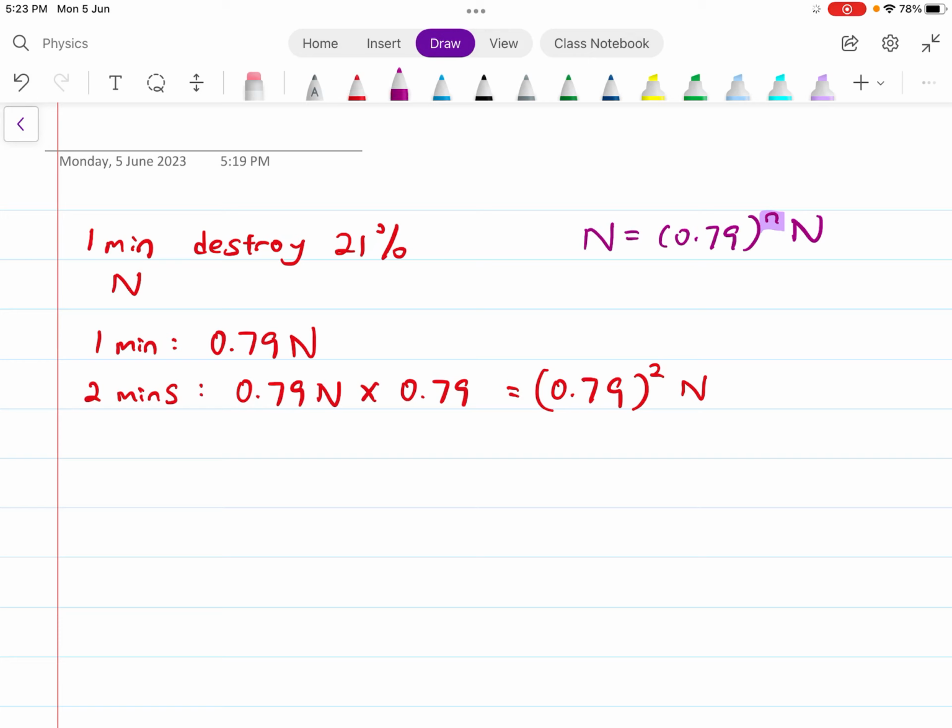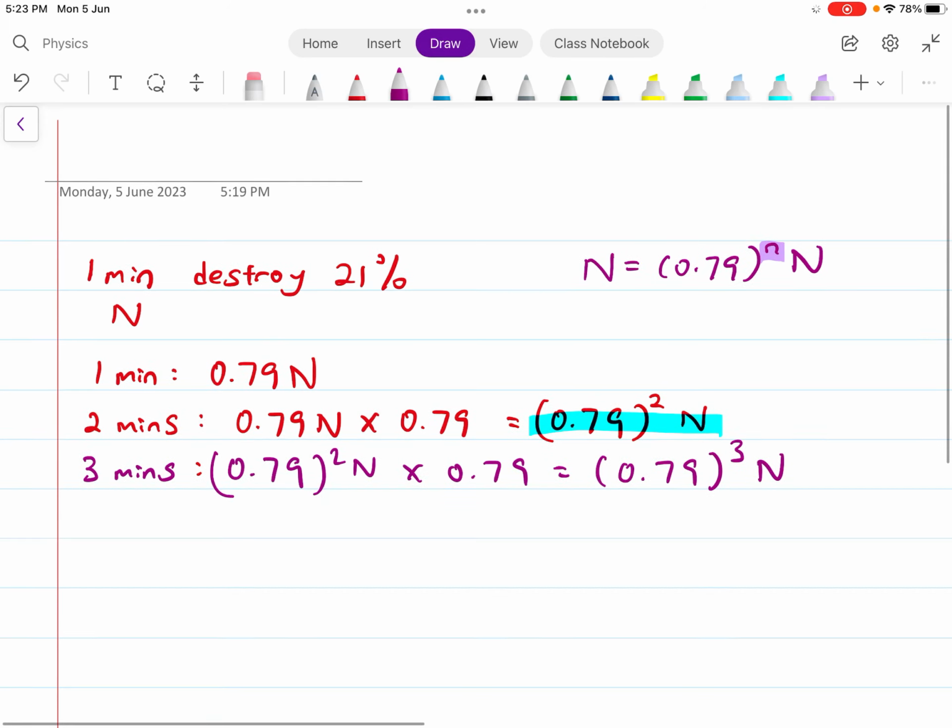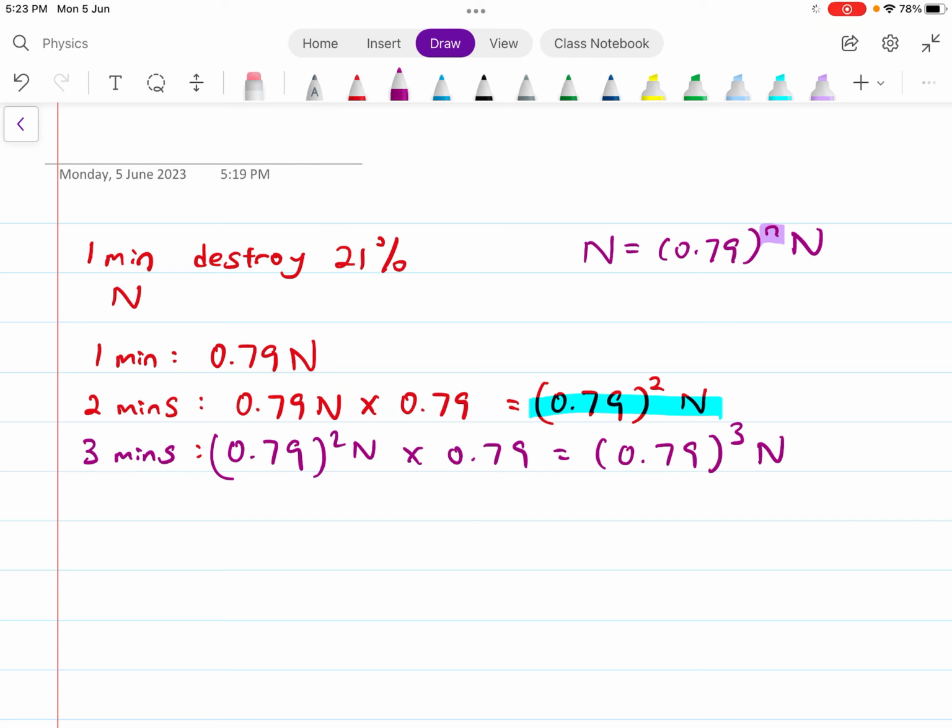Let's go to the third minute. After 3 minutes, I destroy another 21%, meaning I will have another 79% of this bacteria left. So you just multiply: 0.79 squared, multiplied by 0.79, equals 0.79 cubed N. This is the number of bacteria that's left after 3 minutes.